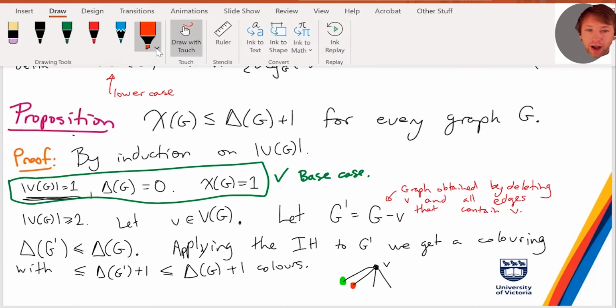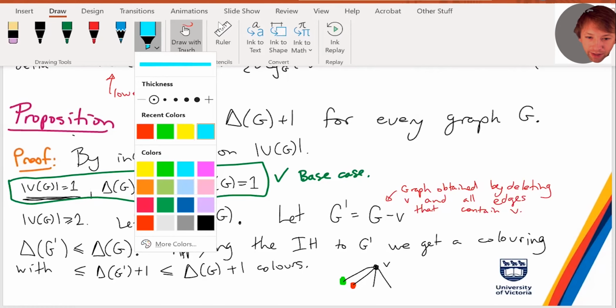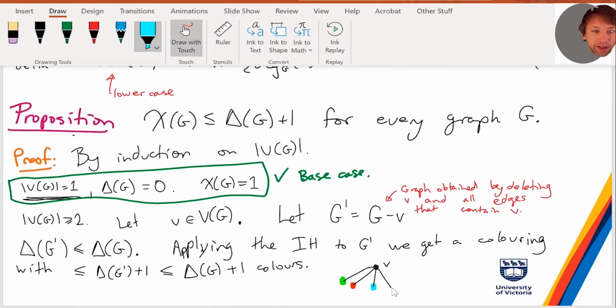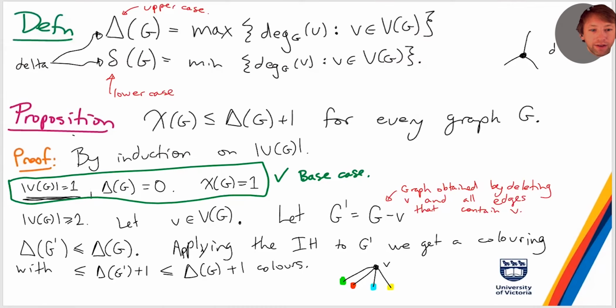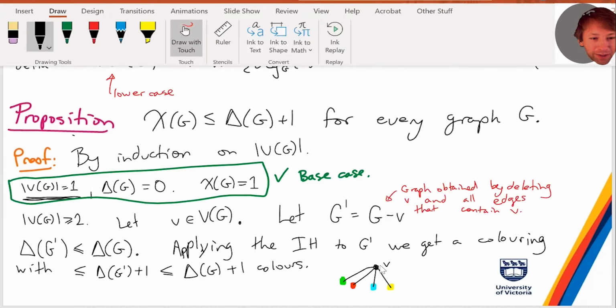So can anyone tell me why I can do that? I claim that there exists a color. I look at the colors of the neighbors of V, and I want to give V a color that's different from all of those colors. So why does that exist? Feel free to either unmute or say in the chat.